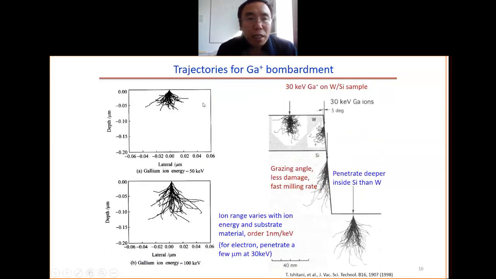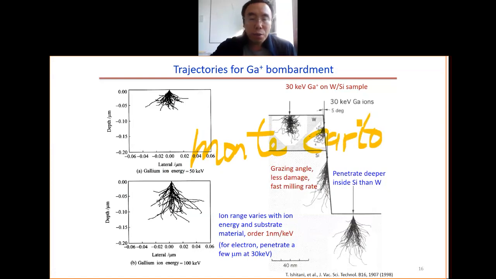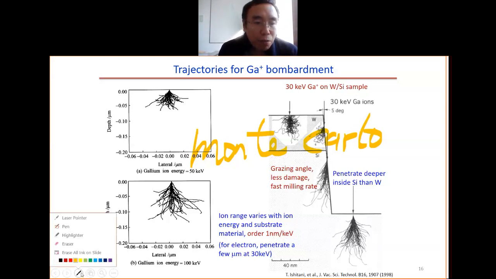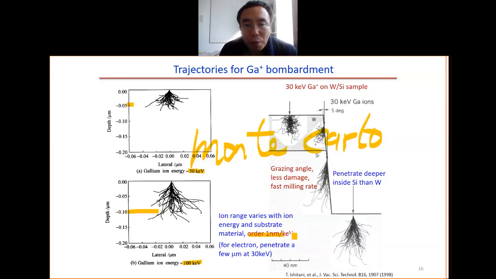So here is the trajectory done by the Monte Carlo simulation. Basically, you assume you have like 10,000 ions coming in, then you follow the trajectory of each of the ions. You can see for the case of 50 kilo electron volt, the ion energy will go to about 50 nanometer. 100 kilo electron volt, you get about 100 nanometer. So roughly you get 1 nanometer per kilo electron volt. You should know this number.